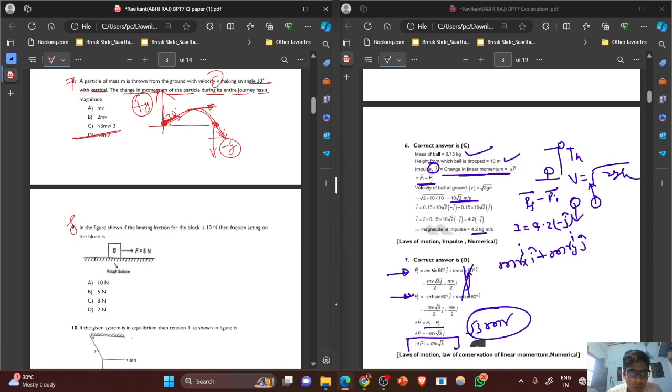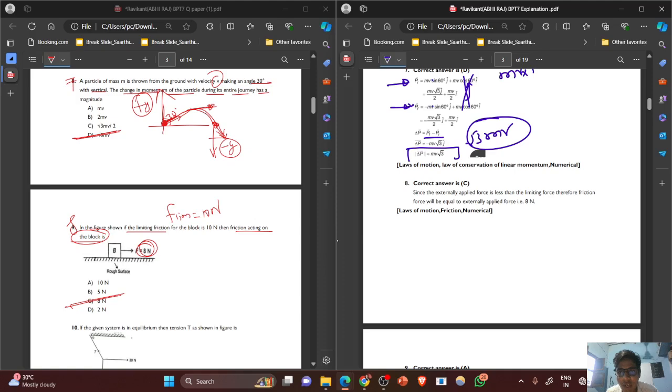In the figure shown, if the limiting friction F limiting is given as 10 Newton, then the friction acting on the block is, it is asking about the friction, it's simply 8 Newton. As you can see, the limiting friction is greater than the external force, so friction will adjust itself, as is the behavior of static friction. So the only required friction here to stop this block is 8 Newton. It's a complete theoretical question. 8 Newton is your correct answer.